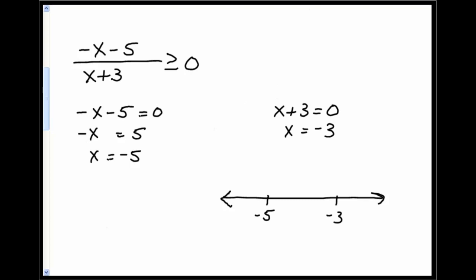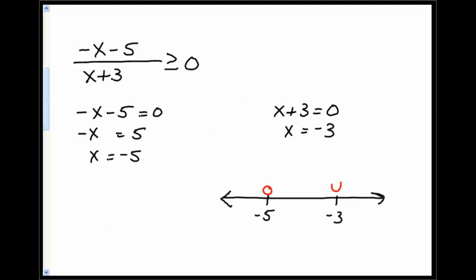So at -5, that is where the expression is equal to 0. And when x is -3, that's where the expression is undefined. So I'm going to put a U there for undefined. So we see that these boundary points have divided our number line into 3 intervals. We need to find out what is the sign of our rational expression in between those boundary points.